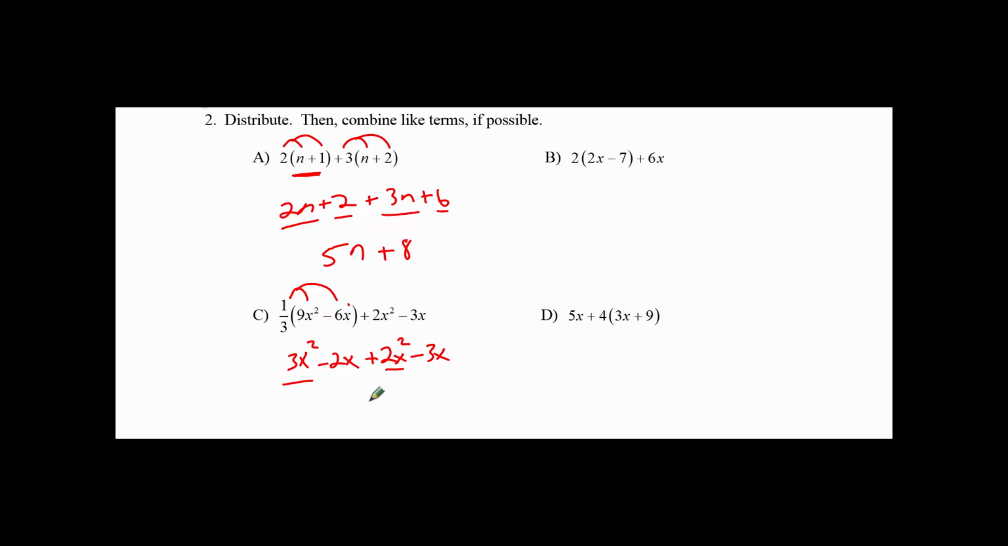So x squareds go together. 5x squared, negative 2x and negative 3x makes negative 5x. Oh, it's b squared here. So you don't mess with the exponents when you combine like terms, and if they're both negative, they add up together. If they're both positive, they add up together. One's a plus, one's a minus, then they subtract.